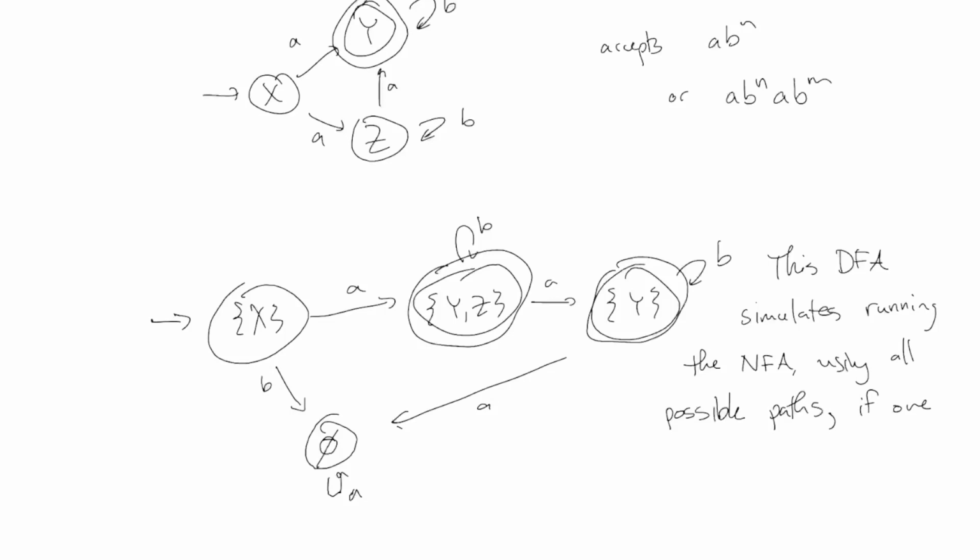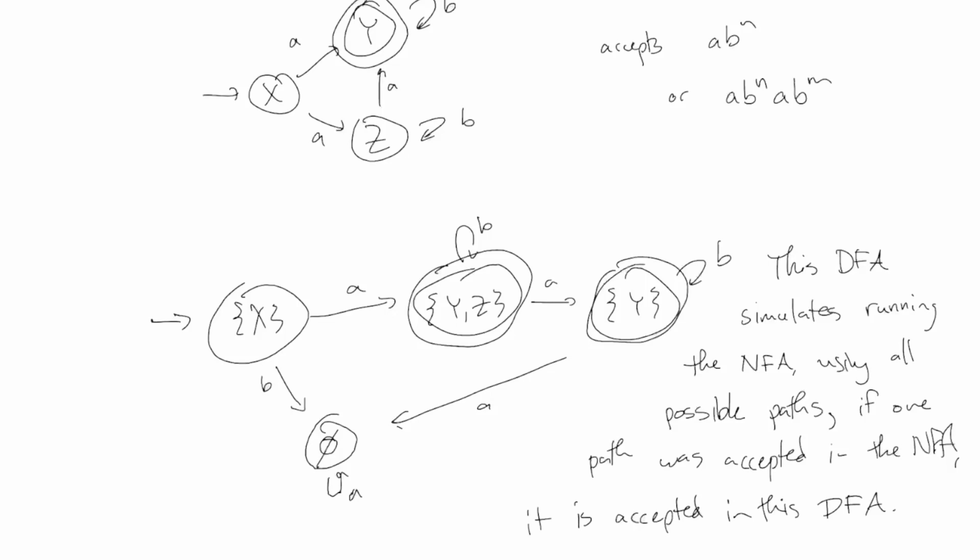And if one path was accepted in the NFA, it is accepted in this DFA. And that's why the DFA is equivalent to the NFA, because it represents the same thing, just sort of running a bunch of branches simultaneously. But it has the same underlying computation happening. All right.